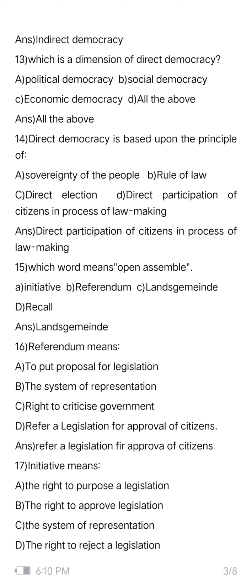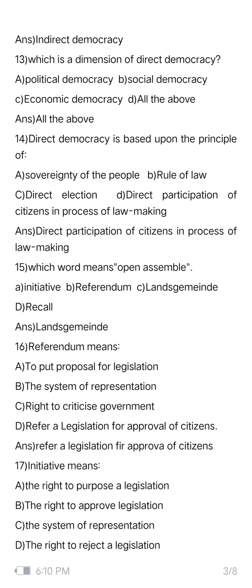Next question. Referendum means option A, to put proposal for legislation. B, the system of representation. Option C, right to criticize governments. Option D, refer a legislation for approval of citizen. Right answer is refer a legislation for approval of citizen. Next question is, initiative means.